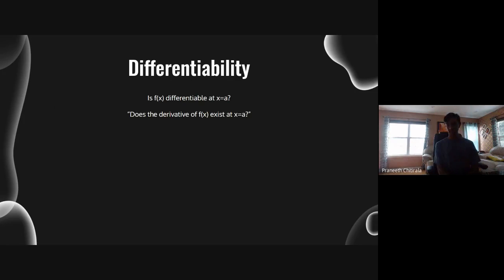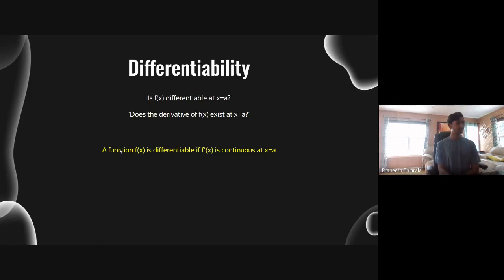And the only way this works is if a function f of x is differentiable if and only if f prime of x, and recall this is f prime of x that we're talking about here, is continuous at x equals a. So the derivative has to be continuous at x equals a. If a function is differentiable at x equals a, then the derivative itself is continuous at x equals a. This is extremely important to know, and we'll see how we can use it in this example here.